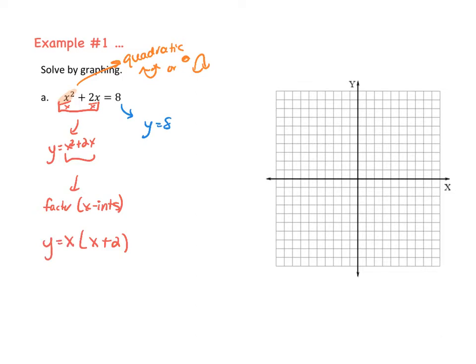So I rewrote the equation, and if I wanted to find the x-intercepts, I'd set it equal to 0. So if two things were being multiplied together to be 0, either x was 0 or the x plus 2 term was equal to 0, in which case x was equal to negative 2. So I have my x-intercepts at (0, 0), and then again at (negative 2, 0).